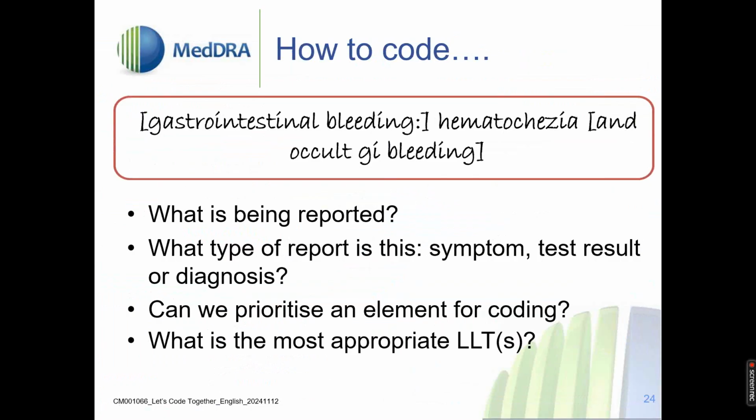This one's got some parentheses here, so let's see what we can make of it. If you don't catch all the details, Caroline's kindly putting them in the chat. So if you lose what the term is, you can see it in the chat.